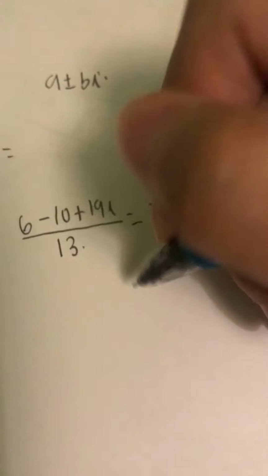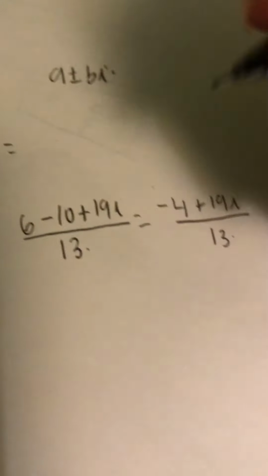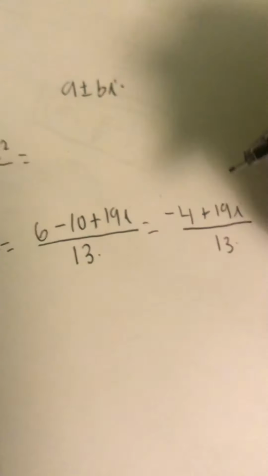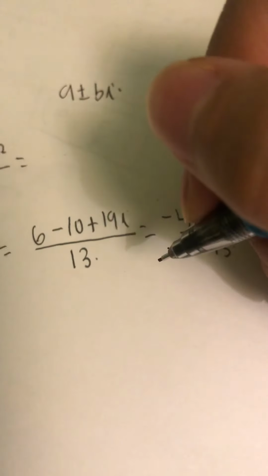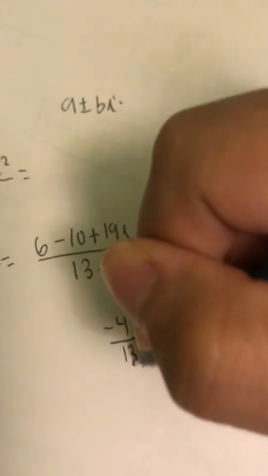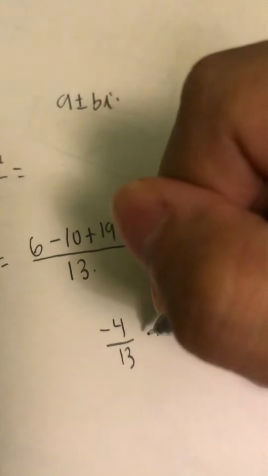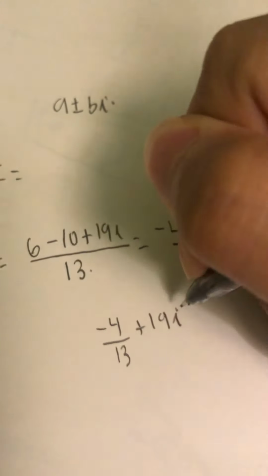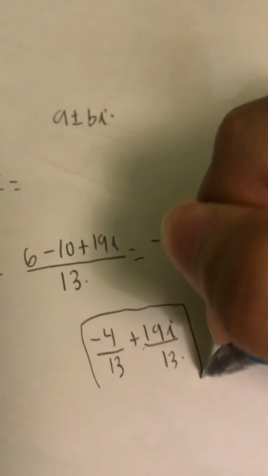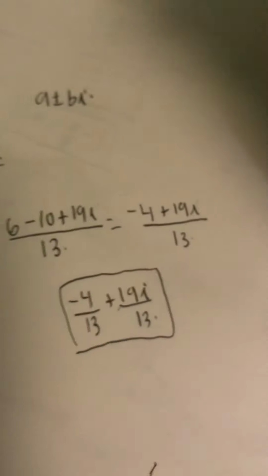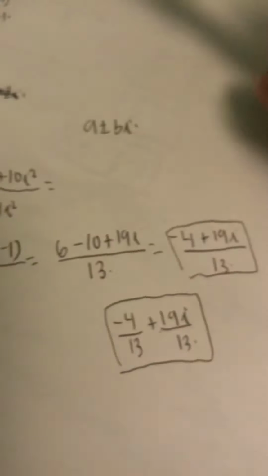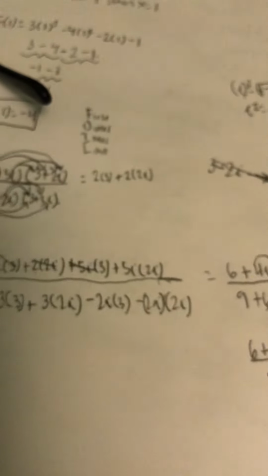However, some professors or some teachers like it for you to do it into 2 fractions, so they like you to say negative 4 over 13 plus 19i over 13, and this would be your answer. Okay, you can do it this way as well, but I would put both ways, so that way they know how you're doing it.